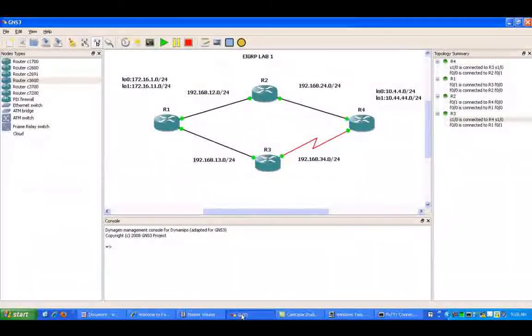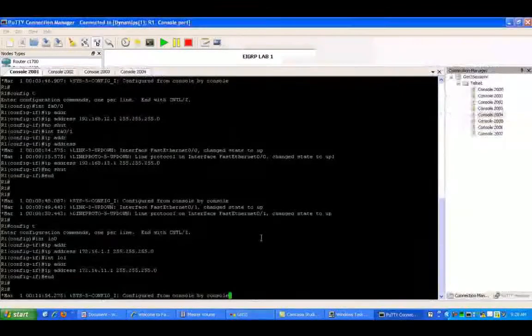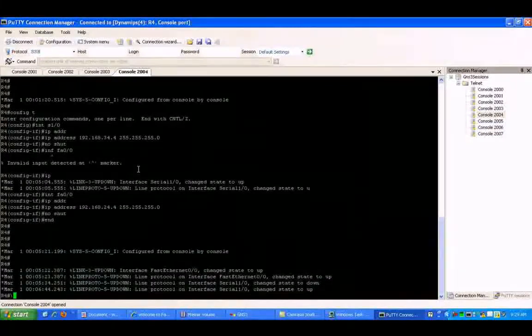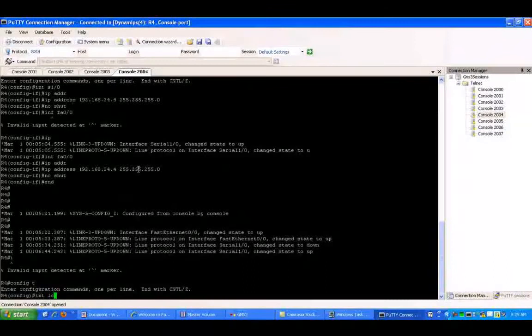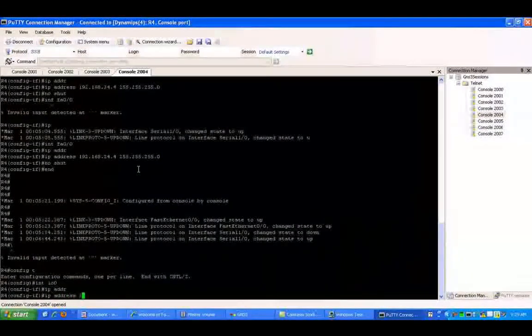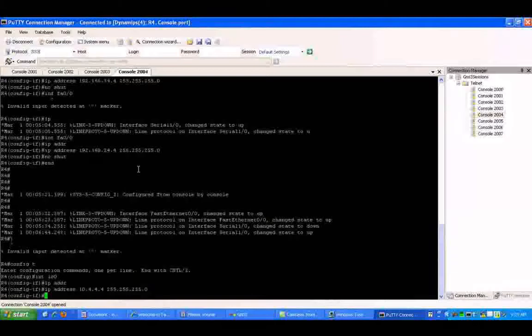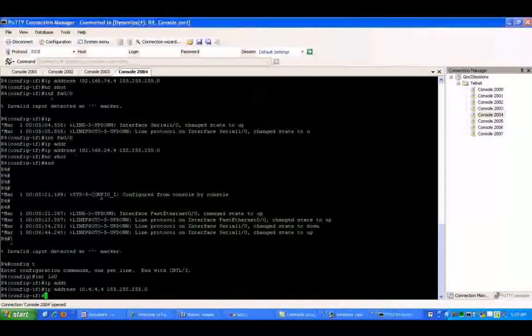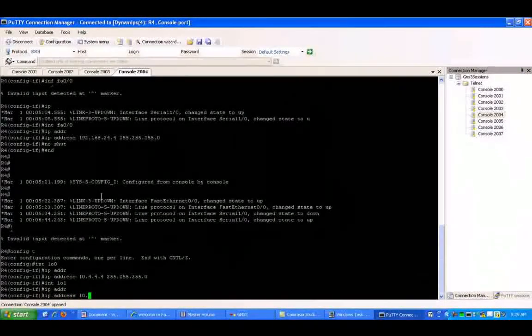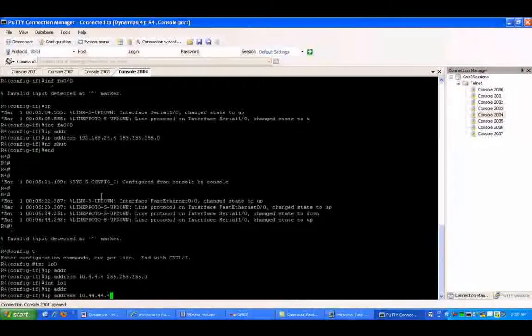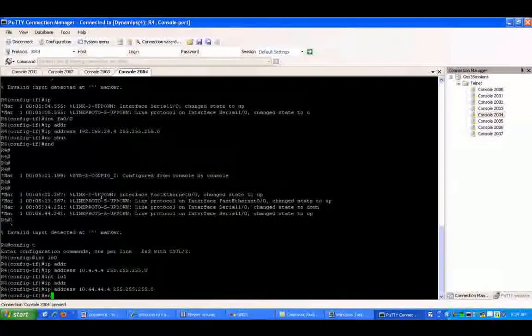We're going to go to router 4. It has two loopbacks as well. So we'll get into router 4. We'll go under interface loopback 0. We will give it the IP address of 10.4.4.4 with the /24 subnet mask. And then we're going to configure loopback 1 with the IP address of 10.44.44.4 with a /24 subnet mask as well.